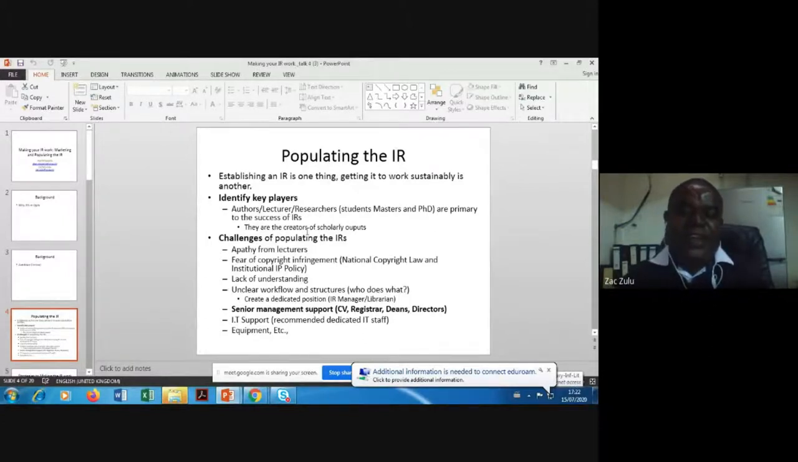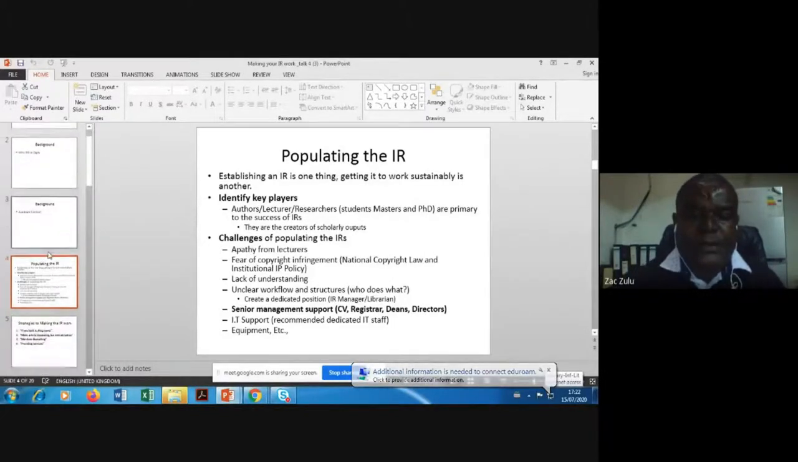And then there are these issues of copyright. And then there was also the issue of lack of understanding. Very few people knew what this IR was all about. We are going to delve into how we have managed to create this awareness, whereby most of the lecturers now are the ones wanting their works to be deposited in our IR.